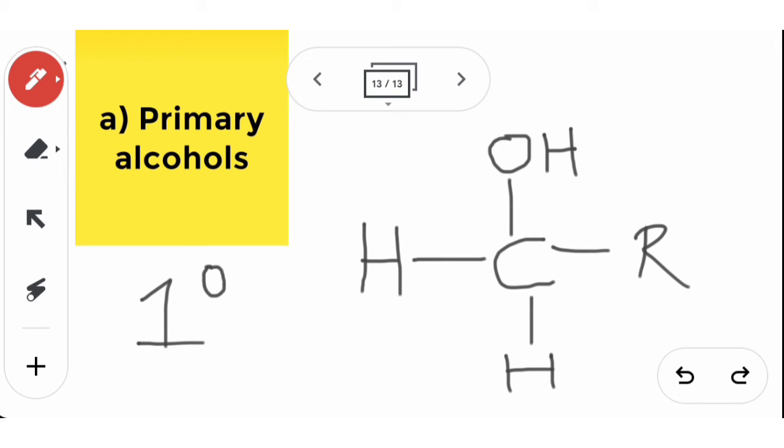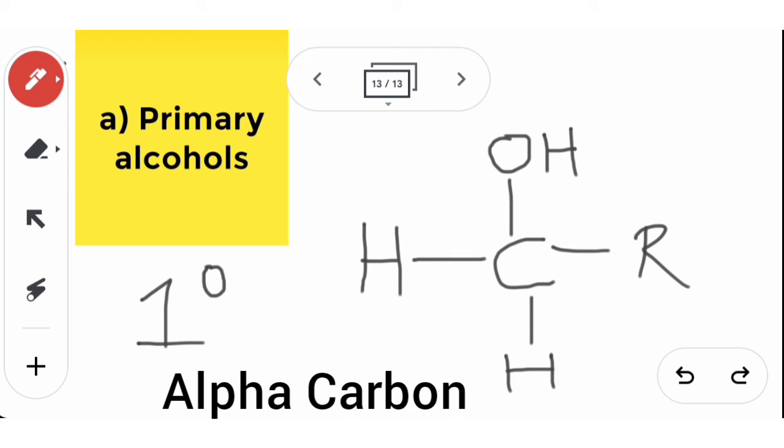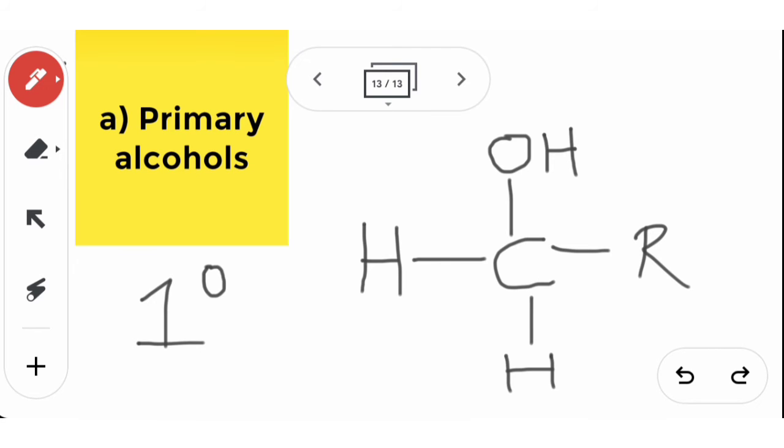For you to decide if a particular alcohol is primary, secondary, or tertiary, you need to look at the alpha carbon. The alpha carbon is the carbon that is next to a functional group. So in this case, the alpha carbon is this carbon right here. This carbon is connected to the functional group, which is the hydroxy group right here. So this carbon is going to tell us whether this particular alcohol is primary or secondary.